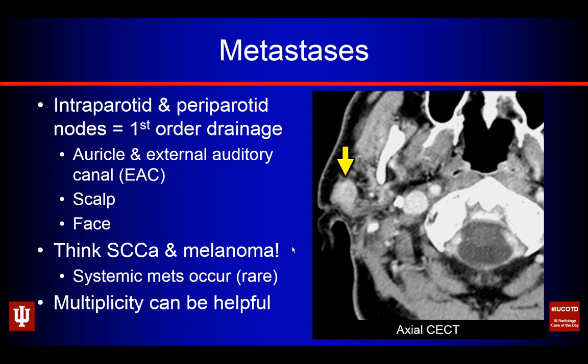One thing that can be helpful is that metastatic disease may be multiple. Not always, but it may be multiple. So this is one of those things, along with lymphoma, Warthin tumors, maybe oncocytomas, that I throw into my differential diagnoses whenever I'm dealing with multiple or multiple bilateral parotid masses.